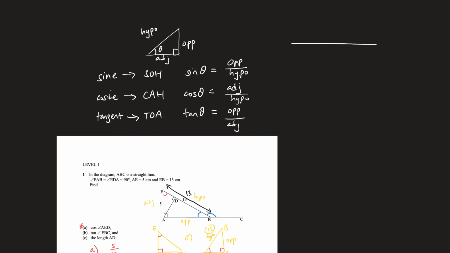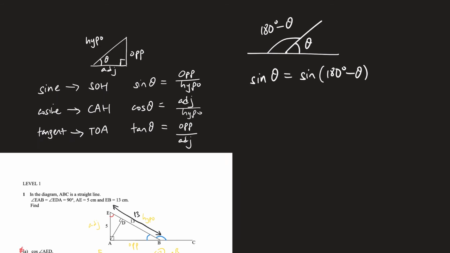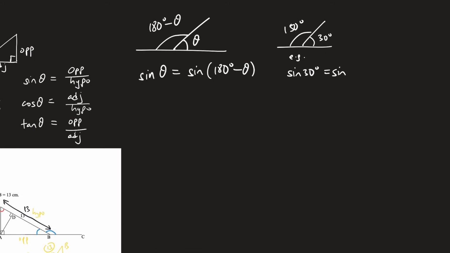Let's say now we have an angle theta over here. Since it's a straight line, this will be 180 degrees minus theta. One key property that is important to know and memorize is that sine of theta is equal to sine of 180 degrees minus theta. They are completely the same. For example, if this was 30 degrees, then 180 minus 30 is 150. So sine of 30 equals sine of 150. If you don't believe me, you can take out a calculator to try.